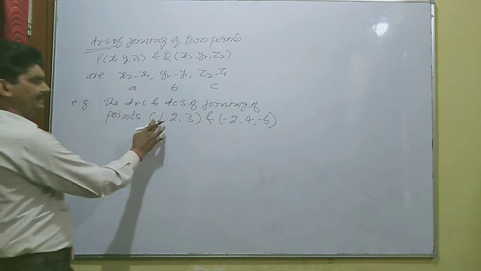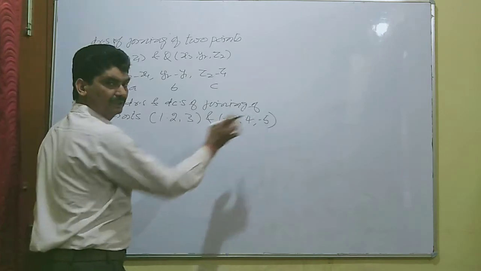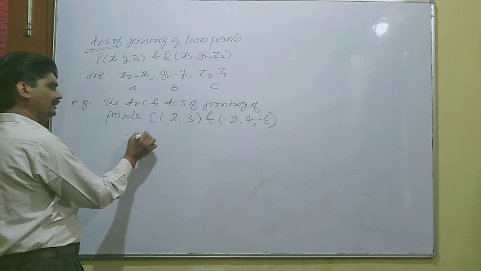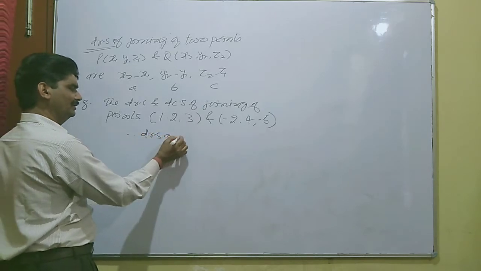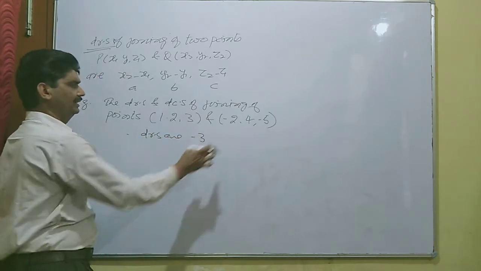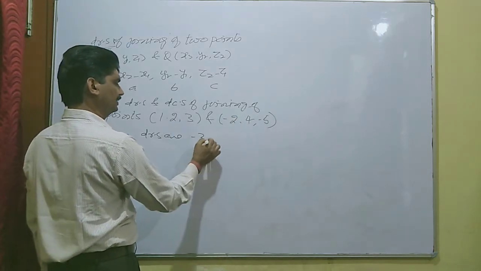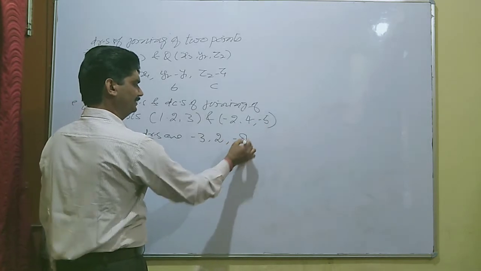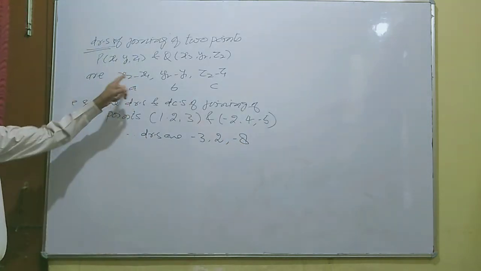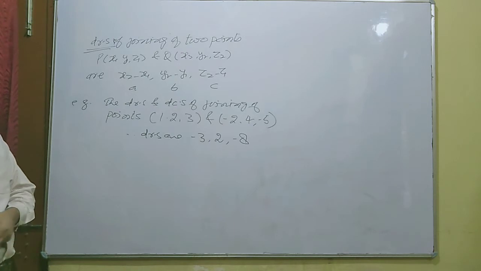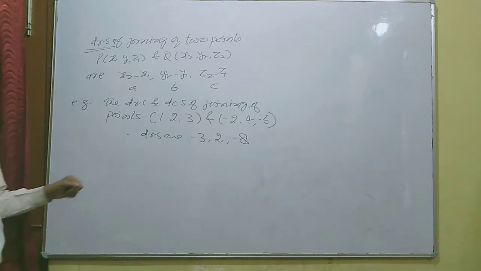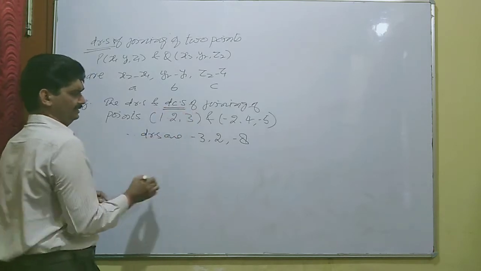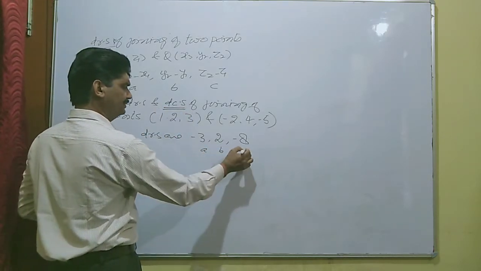So we take them as x1, y1, z1 and x2, y2, z2. So x2 minus x1 is minus 3, therefore the DRs, direction ratios, are minus 3, and 4 minus 2, that is 2, and minus 5 minus 3, that is minus 8. These are the DRs by the formula x2 minus x1, y2 minus y1, z2 minus z1. And if DRs are known, then you can also find the DCs, taking these as a, b, c.